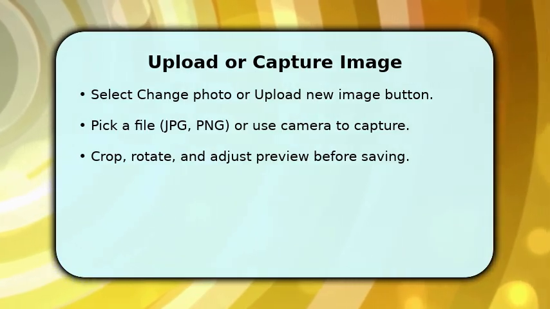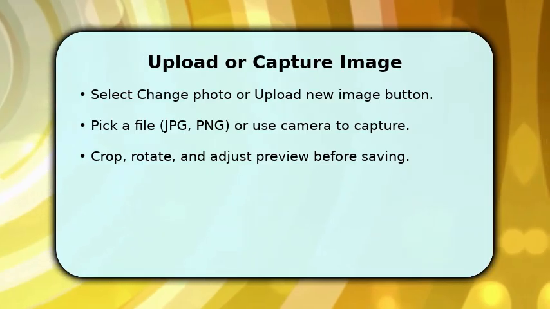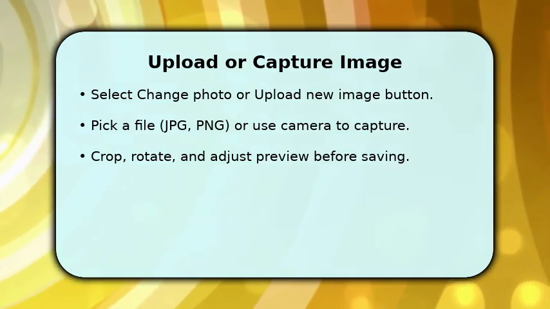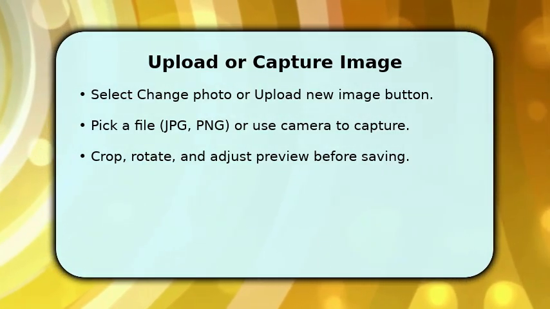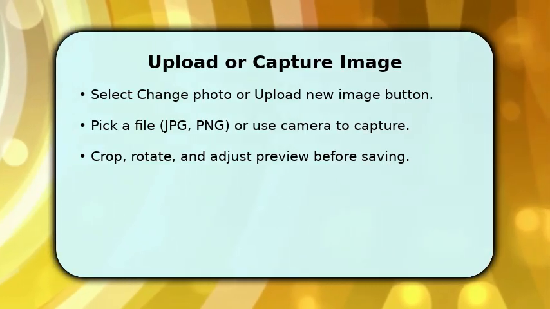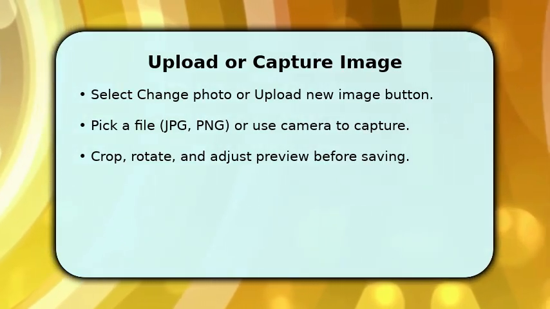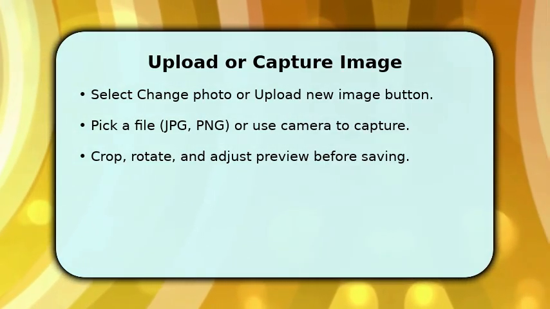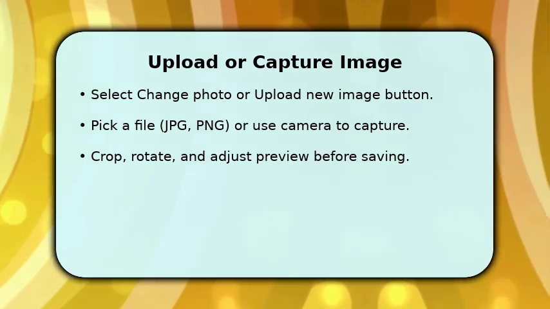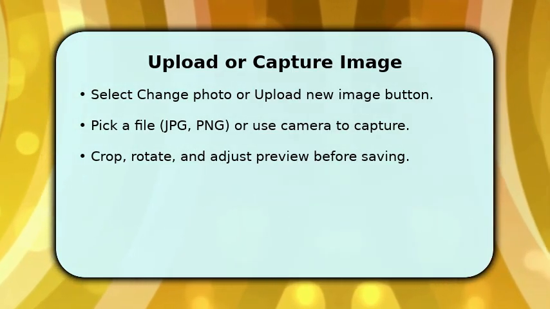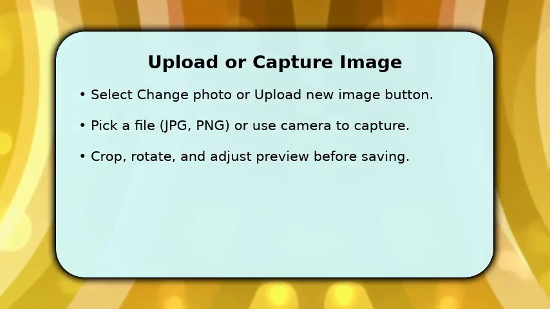When you upload, select a JPG or PNG with a clear face or logo. These formats load reliably. After selecting, use the crop and rotate tools to frame the subject and make sure it fits the circular preview. Take a moment to check lighting and alignment. Good contrast makes the picture readable at small sizes. Once it looks right, press Save or Apply.